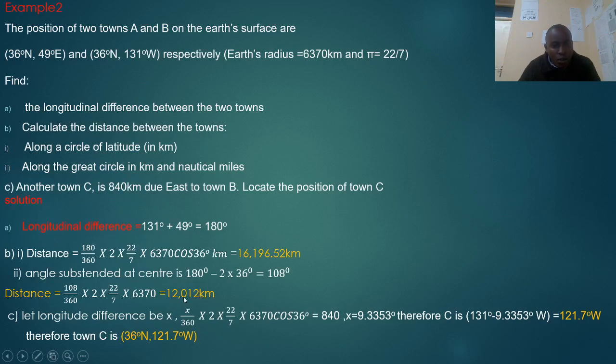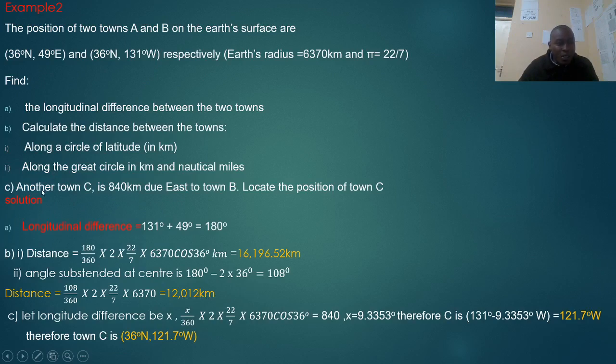12,012 kilometers. 12,012 kilometers is smaller than 16,106. So that is why we say this is the shortest distance. It's the shortest distance between this point A and B. It is the shortest distance along a great circle. So the shortest distance is along a great circle and not along the latitude. Remember, it's point P, A and B, but you realize along a great circle is smaller than along the latitude. So along a great circle is the shortest distance, like I've explained from above.